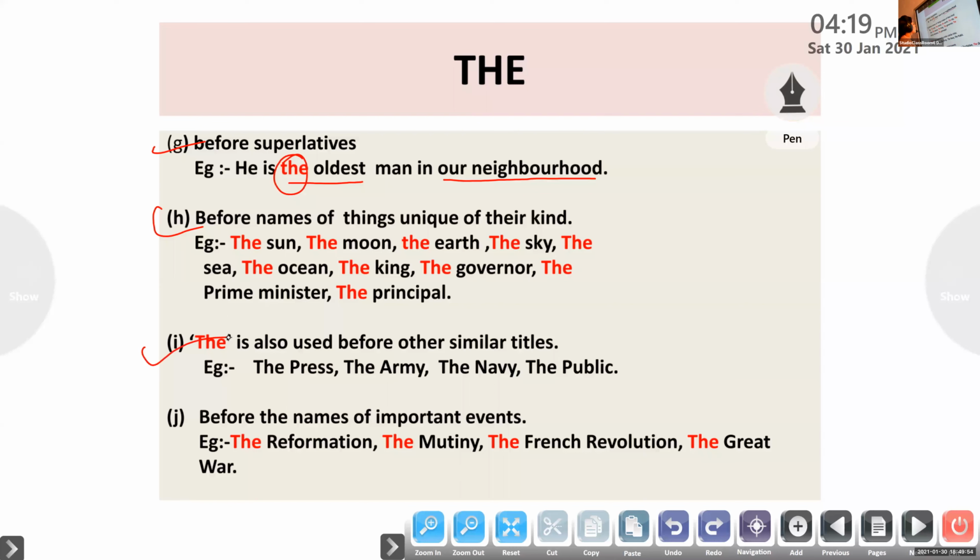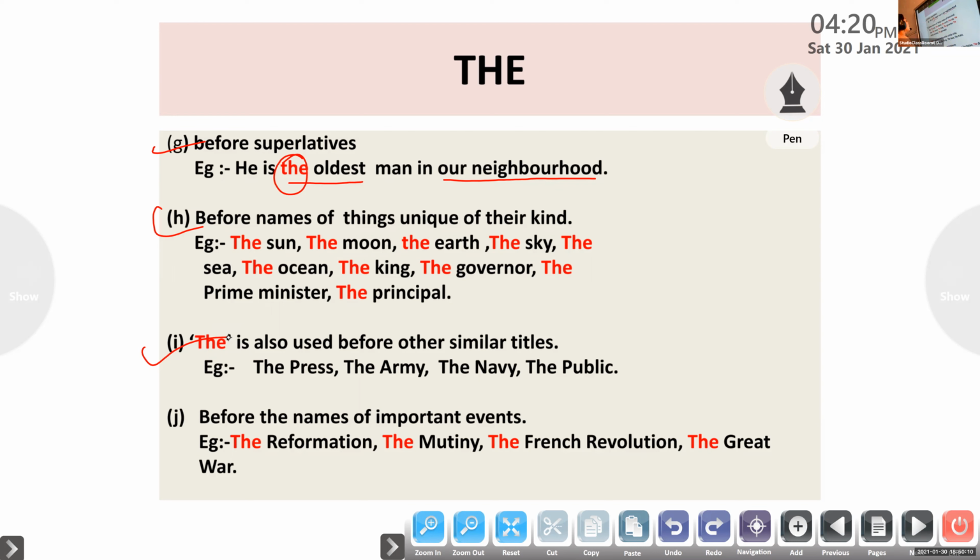So children, look at the next point. Point number I. 'The' is also used before other similar titles. You know, for India, there is only one navy. Navy means navy for all. Okay, the military service in the water, who protects the oceans and territories. Okay, navy. We have a naval force.